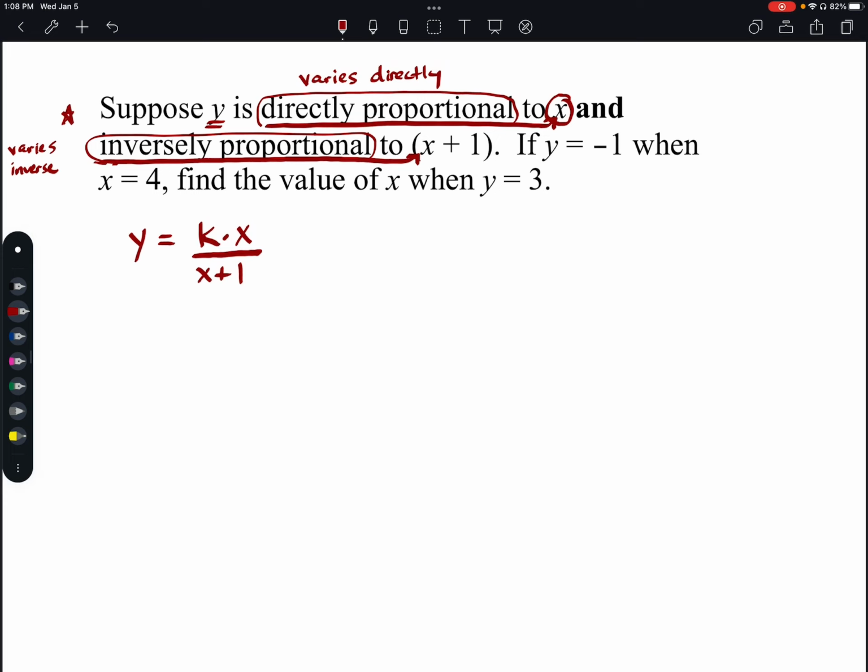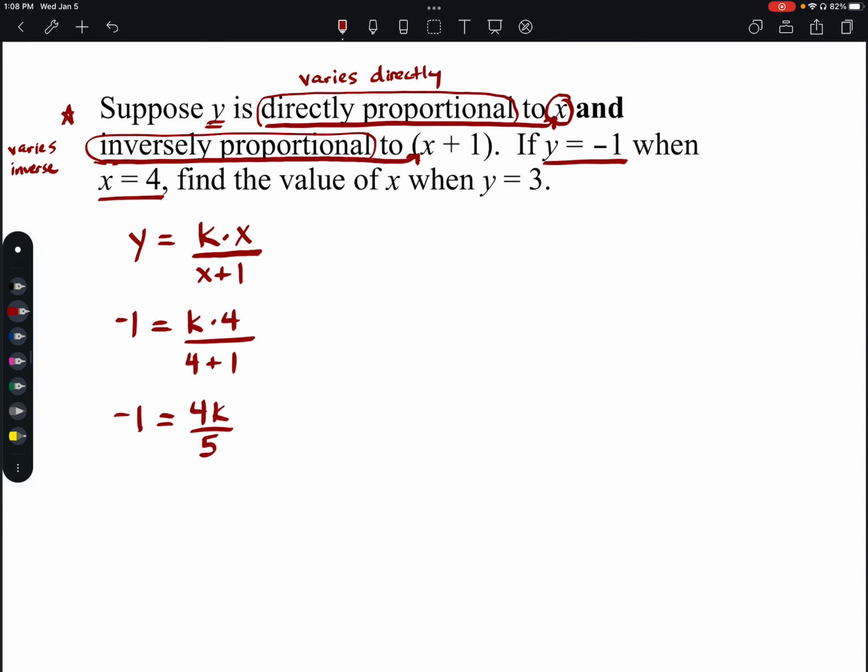Okay, and then we're going to do the same thing. This just adds a little bit to our original equation. So if y is -1 when x is 4, we're going to put those in. -1 is equal to k times 4 divided by 4 plus 1. We'll go ahead and simplify. We got -1 is equal to 4k over 5.